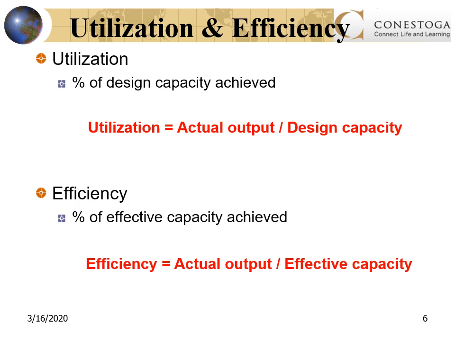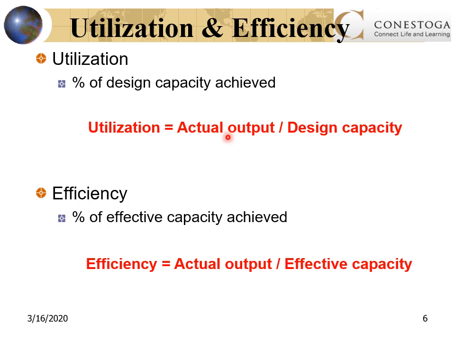So utilization is a ratio of actual output to the design capacity. So the actual output to the design capacity, if we take the ratio of that, we get the utilization. And efficiency is the ratio of actual output to the effective capacity. As we have seen in the previous slide, the effective capacity is always less than or equal to the design capacity. In general, the effective capacity is less than the design capacity.